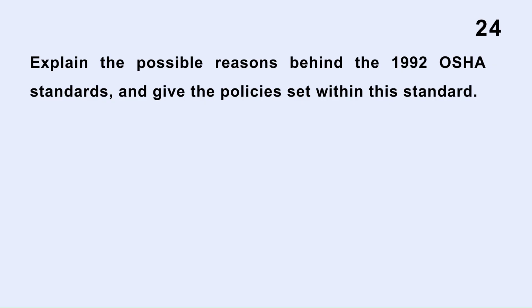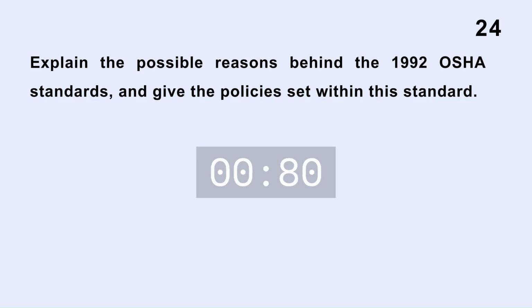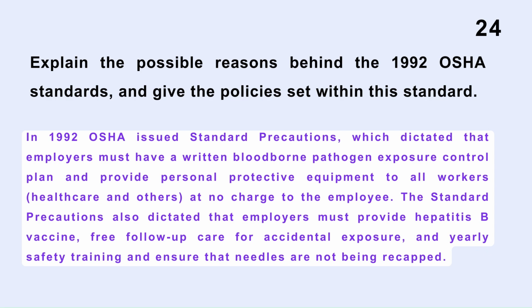Number 24. Explain the possible reasons behind the 1992 OSHA standards and give the policies set within this standard. In 1992, OSHA issued standard precautions, which dictated that employers must have a written bloodborne pathogen exposure control plan and provide personal protective equipment to all workers, healthcare and others, at no charge to the employee. The standard precautions also dictated that employers must provide hepatitis B vaccine, free follow-up care for accidental exposure, and yearly safety training, and ensure that needles are not being recapped.